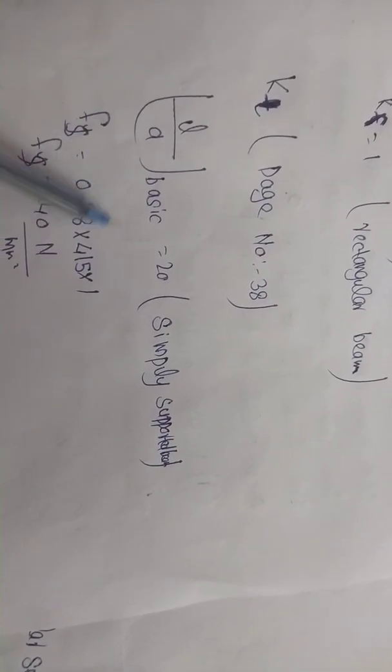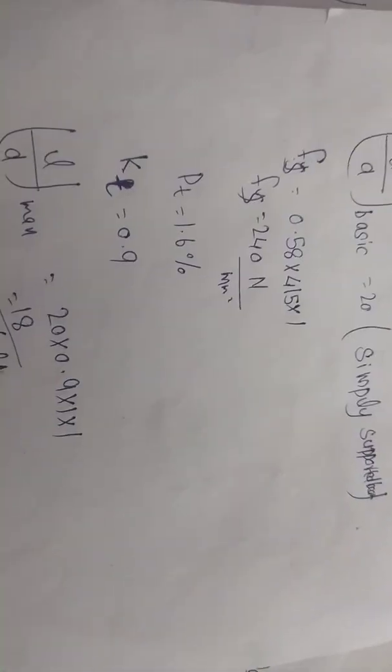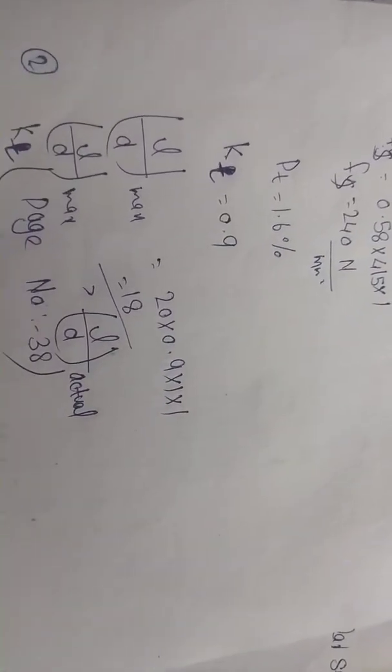Okay. Then we want to calculate L divided by D basic. For a simply supported beam, this value is 20. We already discussed this in the previous section. So for simply supported, the L divided by D basic value equals 20. Then provide all the values and calculate the L divided by D max.